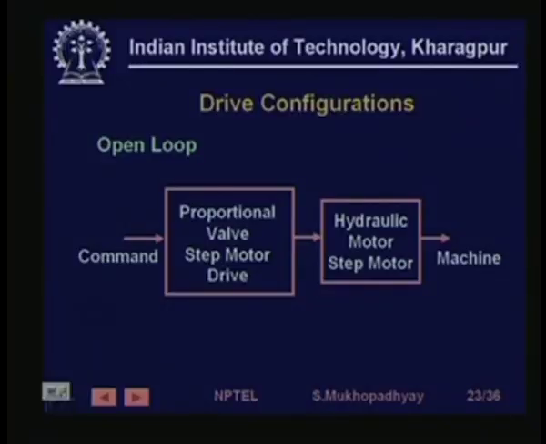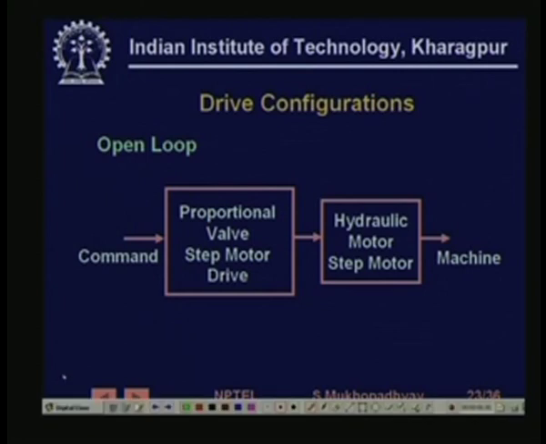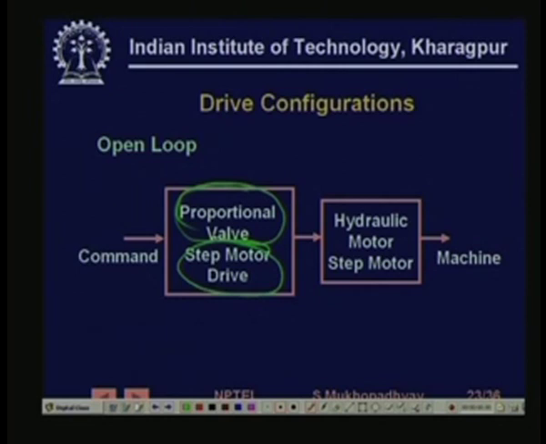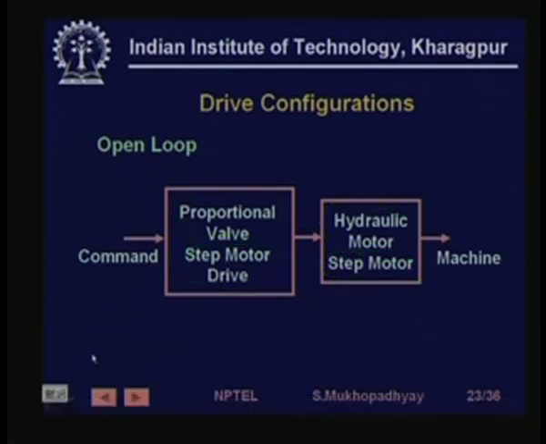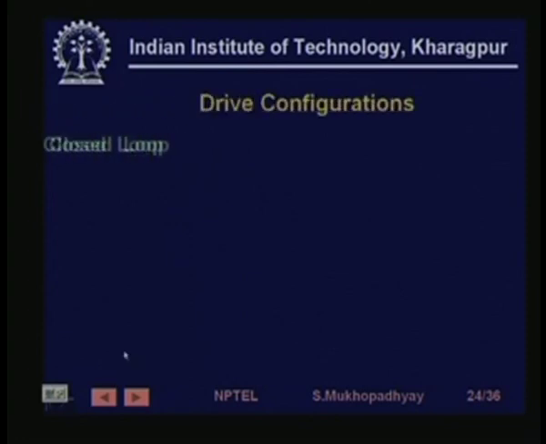So in the case of motors, we can have step motor drives, or in the case of hydraulic drives we have proportional valves, where we just give a command and a proportional force or displacement is produced. So you can have a hydraulic motor or a step motor, and so the machine is driven in open loop. But the best and the most accurate drives are naturally closed loop drives.